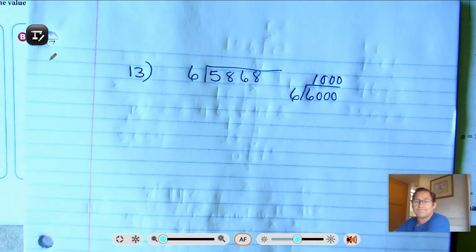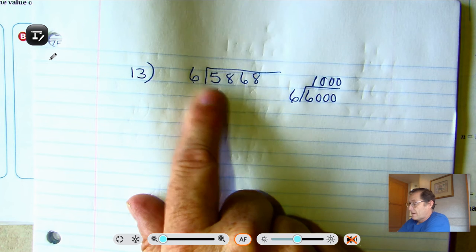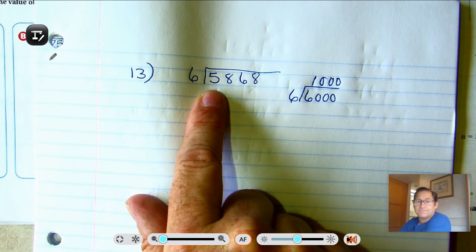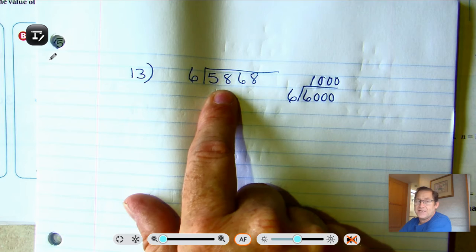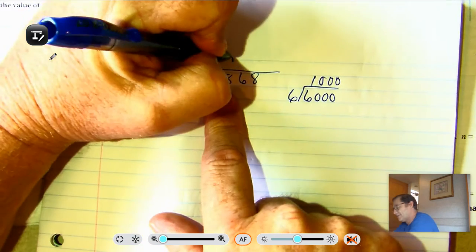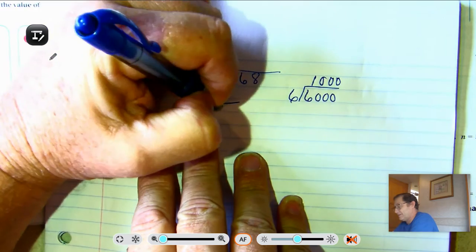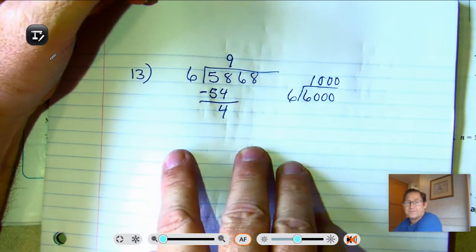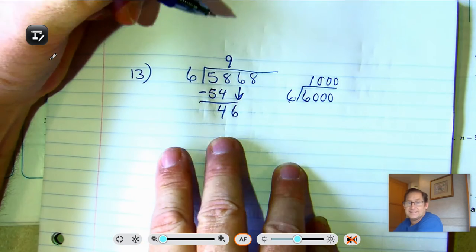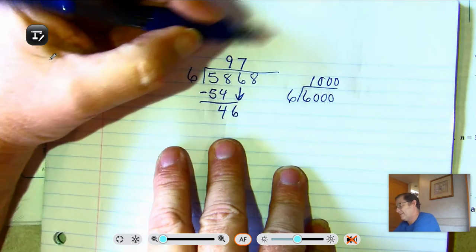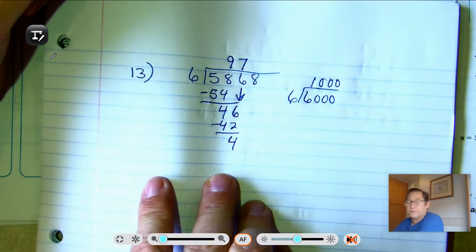All right, so now I can't share 5,000s with 6 groups. So I need to think of this as 58 hundreds. 58 hundreds divided by 6 is 9. 6 times 900 is 5,400, leaving me 400s. Think of that as 40 tens. Bring down the other 6 tens. 46 tens divided by 6 is 7. 6 times 7 tens is 42 tens. Subtract, we get 4 tens.